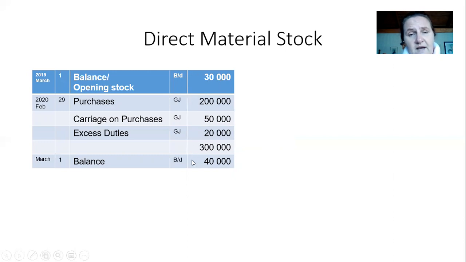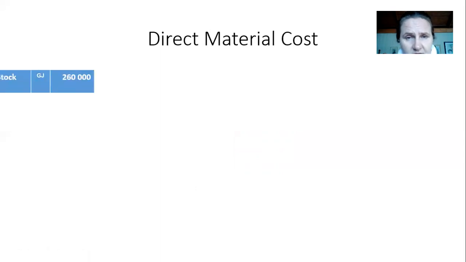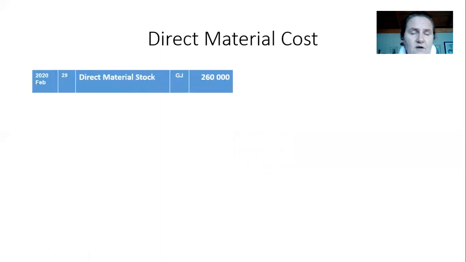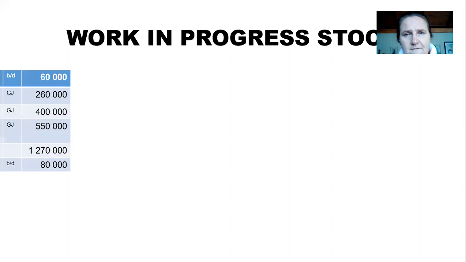Okay, so if we add that, the total is 300,000 rand. If I still have 40,000 left at the end, the difference between that 300 and the 40 is going to be taken to my direct material cost. 260,000 rand. So direct material cost, this is a hop, skip, and jump account, so we're going to have the 260, and we're going to close it off to my work in progress stock account, 260. Okay, next one, my work in progress stock.